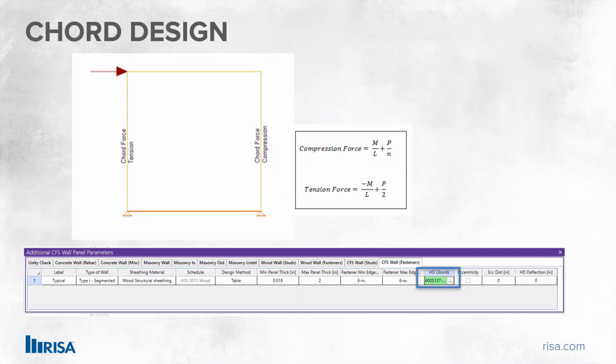So you've got the ability to change your hold down chord. In that piece right there, just like studs, you can put any type of chord you want in there. You can use back to back, you can use tubes, however you need so that the chord holds down as needed for capacity. And we'll see that in the results.